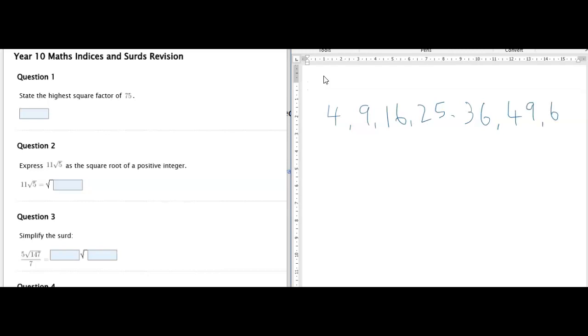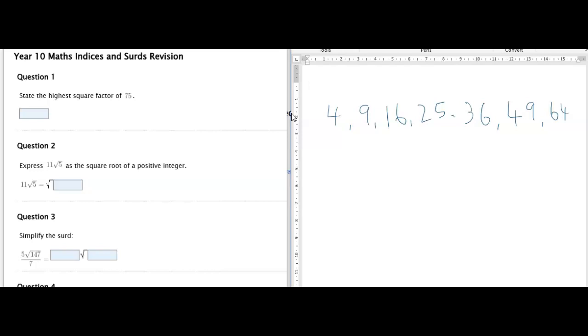I'll just do up to 64 to fit on the page, but they can keep going. When it talks about the highest square factor, these are all your square factors and they'll keep going. So the highest square factor of 75 is 25. All right, question number 2.